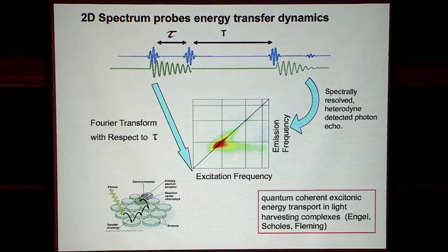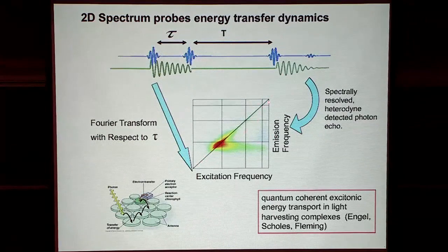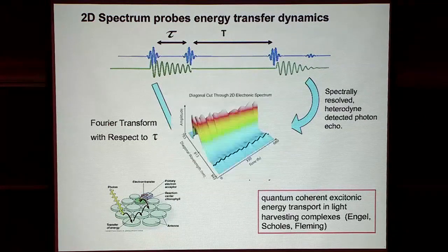So you do this, and you get a correlation between what energy is going in and what energy is going out at one particular value of this time, capital T. If you then vary the time, capital T, and look at what's happening on the diagonal, in fact on any line through this, but this is a diagonal cut shown here.